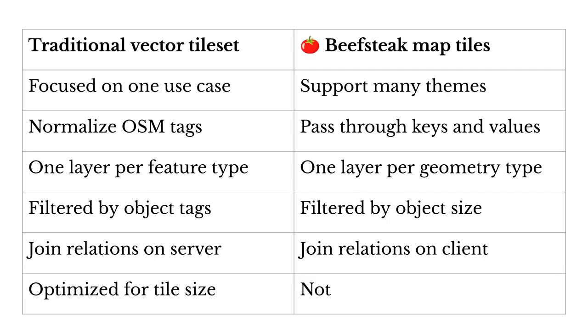Traditional vector tile sets, you want to be pretty small. Beefsteak tiles are beefy, they're not small. So instead of aiming for 20 or 50 or 100 kilobytes, sometimes they can be over 500 kilobytes. Some tiles are even over a meg. You'd be surprised at how well it still works despite that on a fast internet connection.